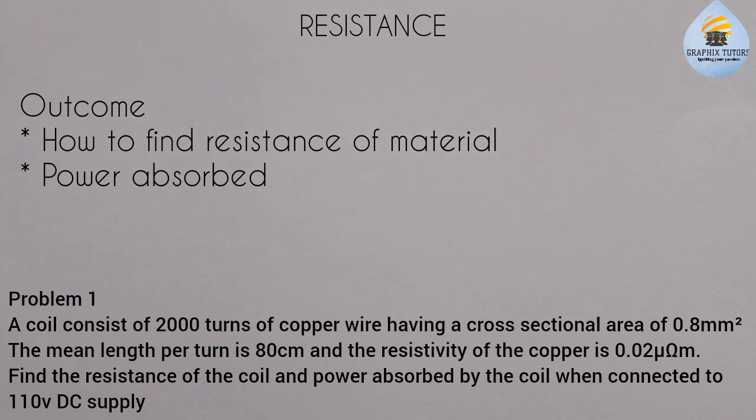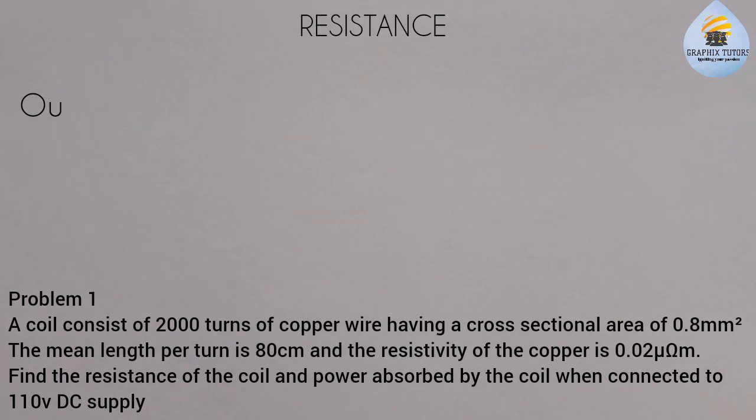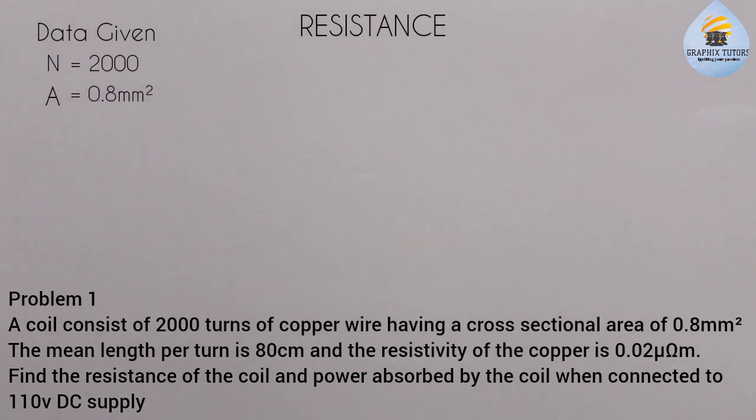Now in questions like this, that are given in words, the most important thing for you to do is to write out your parameters, that is the data given. Now the data given here, we have the number of turns, which is 2000, right? And the next parameter we have here is the area, and that's given as 0.8 millimeter square. Now you need to convert the millimeter square into meter square, and that will be done by dividing 0.8 by 1 million. And when you do that, you'll be having 8 times 10 raised to what?